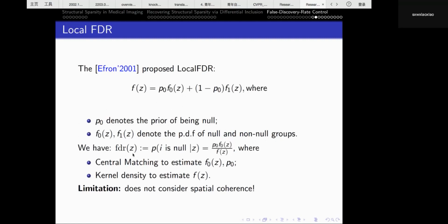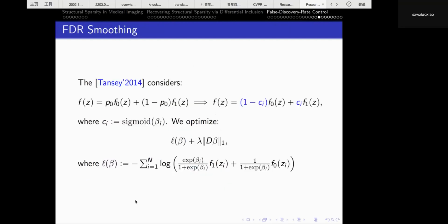We can calculate the posterior of the FDR given each feature z, and we can use central matching to estimate F0(z) and p0, and also use kernel density to estimate F(z). But the limitation is the ignorance of the spatial coherence prior.